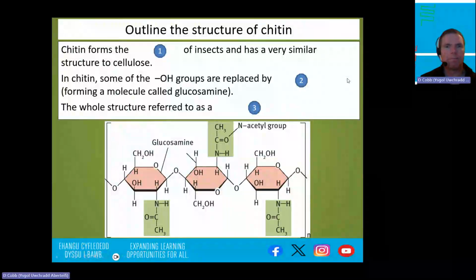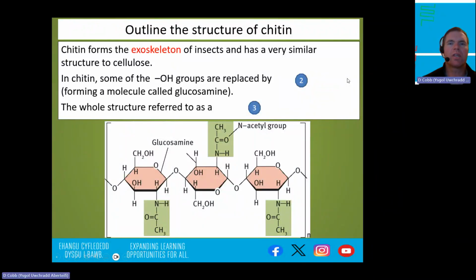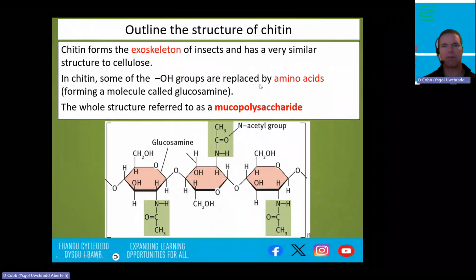Okay, last one. So pause if you like. Let's go on. Chitin forms the exoskeleton of insects and has a very similar structure to cellulose. In chitin, some of the OH groups are replaced by amino acids, forming a molecule called glucosamine. I should say the first part of that, the idea that OH groups are replaced with amino acids, is very common to see when you're asked about chitin. Questions on cellulose appear a lot, questions on chitin far less often, and when they do, it'll be the amino acid part that's most likely to be asked. And the whole structure is referred to as a mucopolysaccharide.